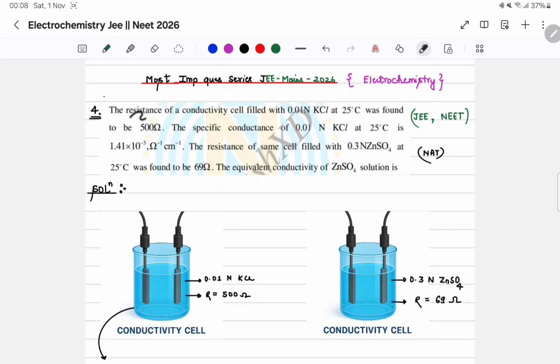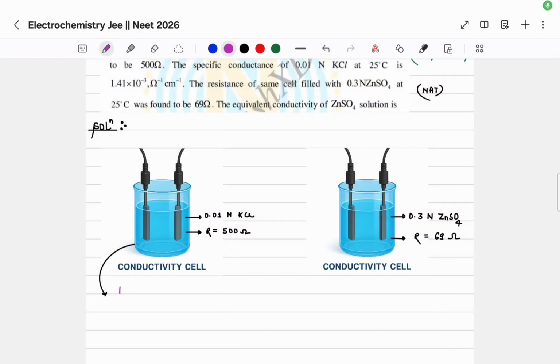The question examiner is asking: the resistance of a conductivity cell filled with 0.01 normal KCl at 25 degrees Celsius is 500 ohm. I have put up this picture to give you more clarity. This is our conductivity cell, in which cathode and anode terminals are there, and this solution is filled with KCl. Normality has been provided, 0.01, and the same solution has a resistance of 500 ohm.